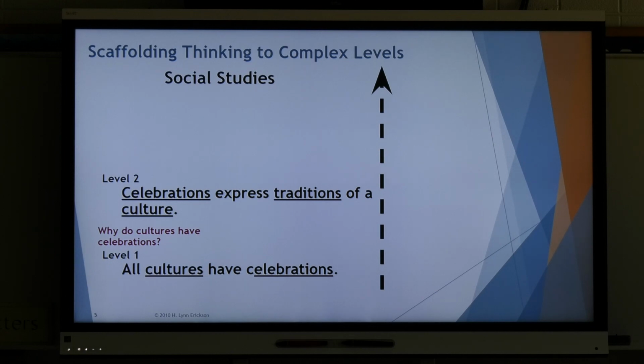Defines. Good word. It makes a relationship. It makes the relationship clear. It answers the why. So it makes the relationship clear. These celebrations express the tradition.